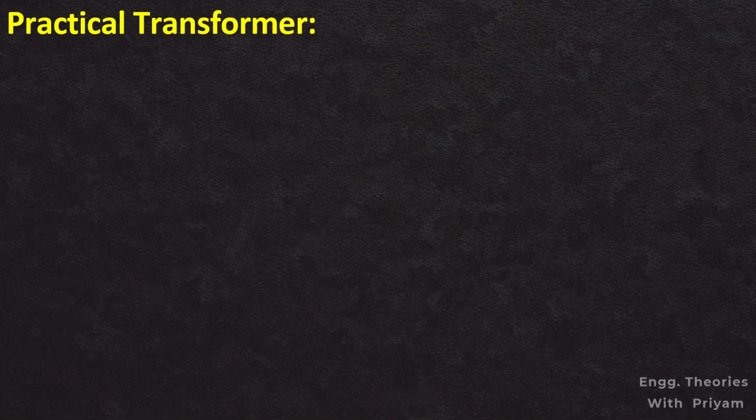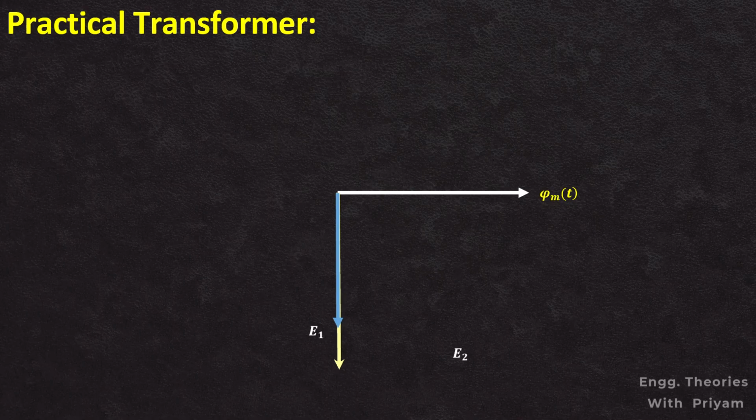Let's draw the phasor diagram. We will take the main flux phi m as reference phasor. The induced voltages E1 in the primary winding and E2 in the secondary winding lag behind the main flux phi m by an angle of 90 degrees. We can draw this induced voltage E1 in the primary winding as minus E1 by shifting this E1 phasor by an angle of 180 degrees.